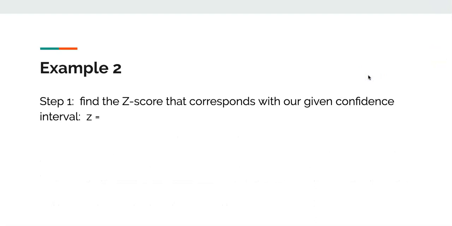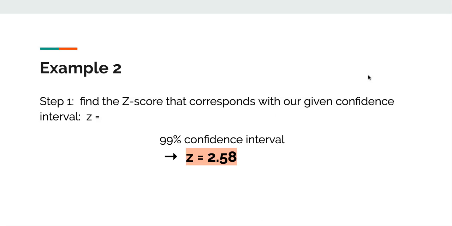Okay, step number 1. Let's find the Z-score, the critical value that corresponds with our given confidence interval of 99%. That one you can just look up from our previous notes, right? For a 99% confidence interval, we should use a Z-score of 2.58. If you want to know how to find that 2.58, please go back to the 8.1 lesson, okay? That's where we talked about how to find these Z numbers.